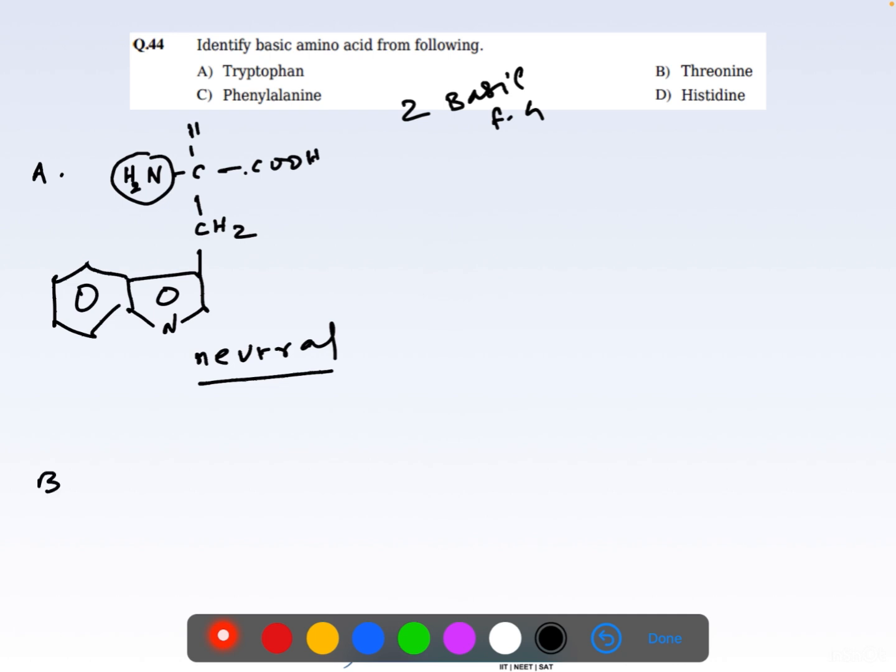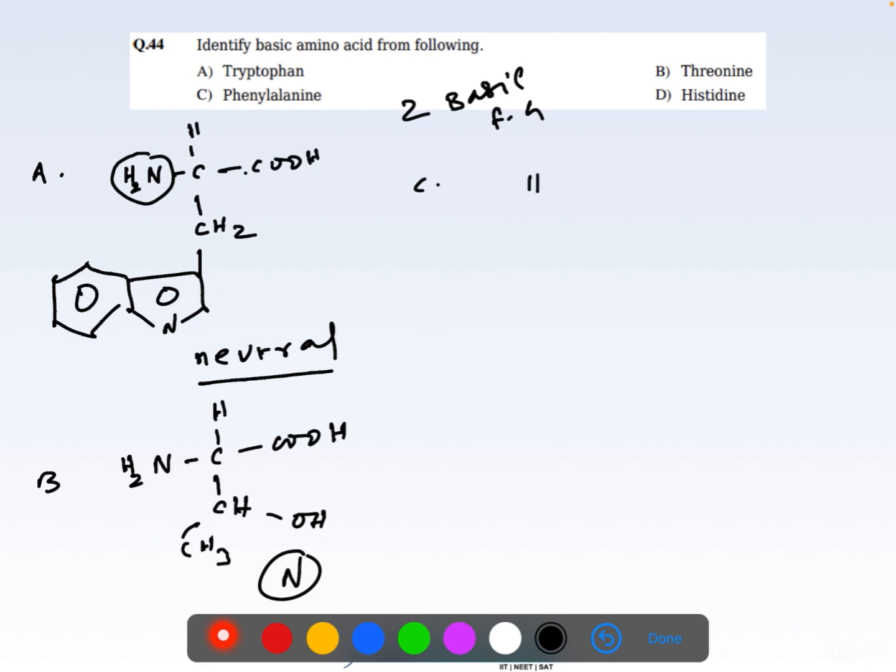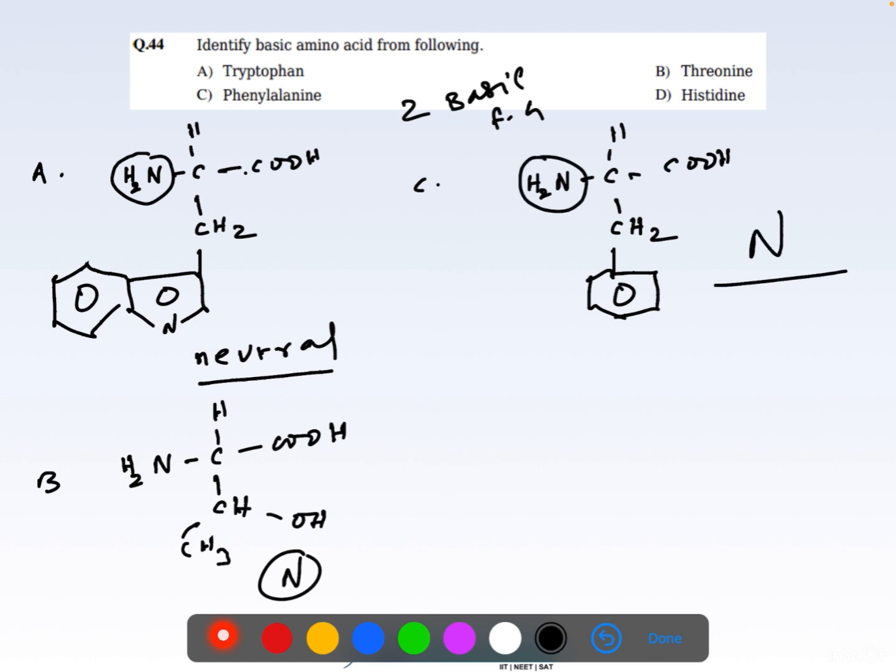Similarly, option B, threonine. Threonine is H2N CH COOH CHOH CH3. So this is also a neutral amino acid only. C, phenylalanine. This is H2N CH COOH CH2 phenyl group. This is called phenylalanine. So here also there is only one basic amino group. It is also neutral. Option D, histidine. It is H2N CH COOH.